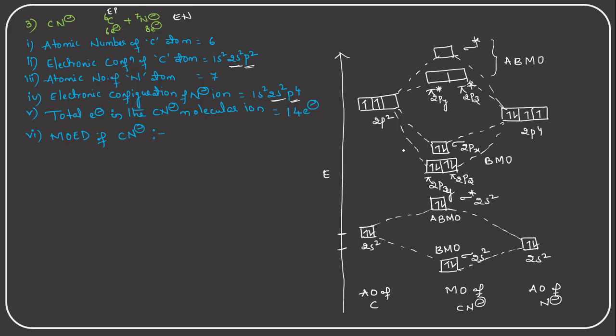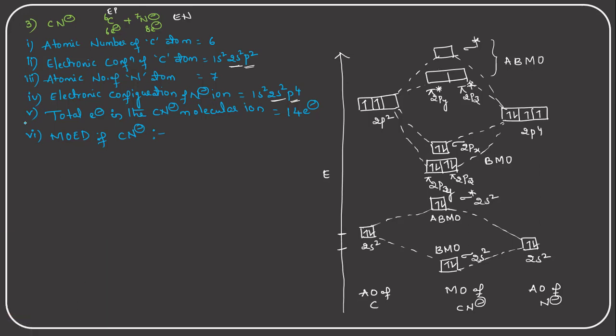So as per these theories, we have to fill the electrons, right? In ascending order we need to fill the lower energy levels first, then we need to fill in the higher energy levels, right? So now what will be the next point?